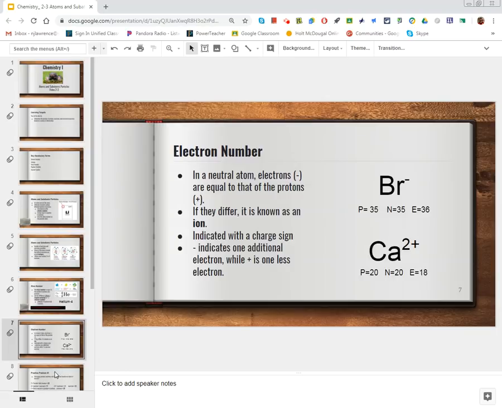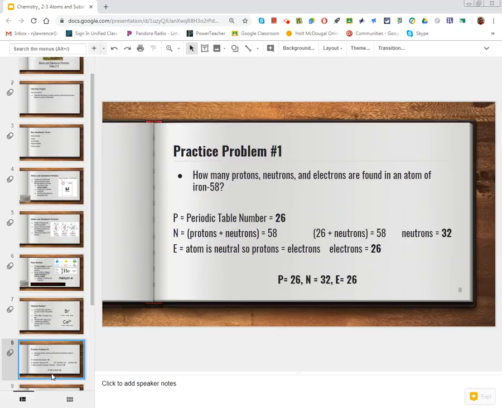So let's practice this stuff. Again, we're just adding and subtracting, but we've got to be careful what we're doing and form good habits so we don't get confused when we're adding and subtracting these different numbers. So problem number 1. How many protons, neutrons, and electrons are found in the atom of iron-58?